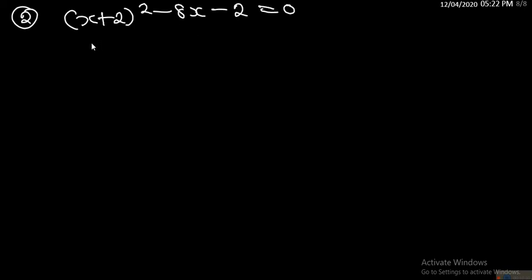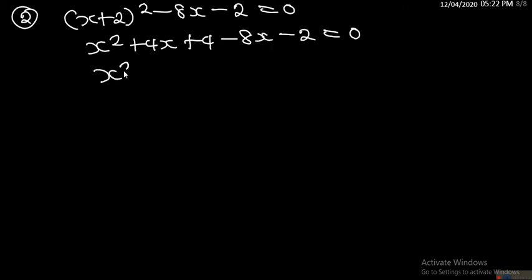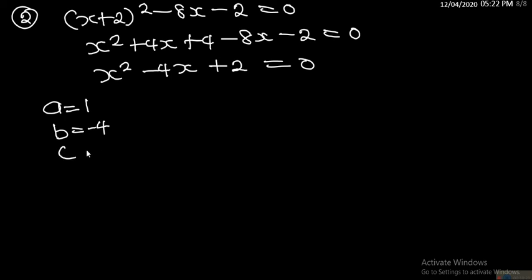One more example. Example 2. The given equation here is x plus 2 squared minus 8x minus 2 equals 0. So if you expand the bracket there, you have x squared plus 4x plus 4 minus 8x minus 2 equals 0. So you can bring the like terms together. You have x squared minus 4x plus 2 equals 0. So comparing with the general form, a is 1, b is minus 4, and c is 2.